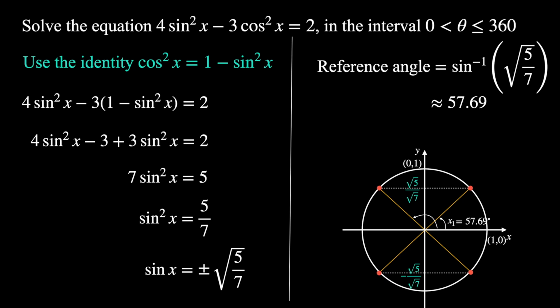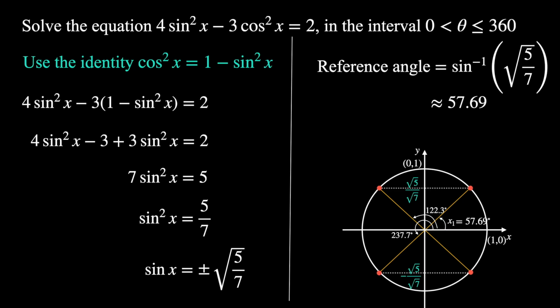So the second angle is going to be 180 take that first angle. Plug that into your calculator, you get about 122.3 degrees. Then the third point, the angle of rotation there is 180 plus that initial angle. 180 plus 57.69, rounded off, is 237.7.